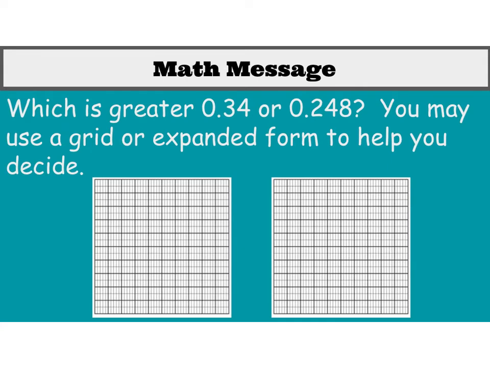So our math message today, I have 2 grids here that you can use if you'd like, or you can take a look at this problem and use expanded form. But our question is, which is greater, 0 and 34 hundredths or 0 and 248 thousandths? So again, you can use a grid or you can use expanded form to help you decide. Go ahead and pause your video now and see if you can figure it out.